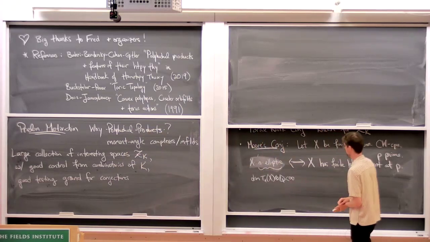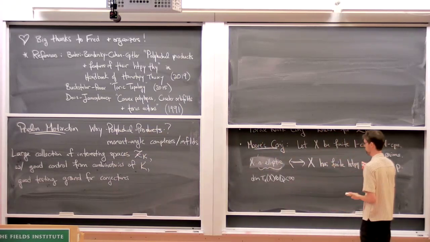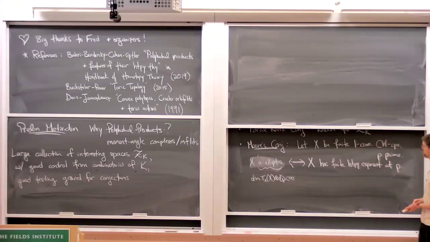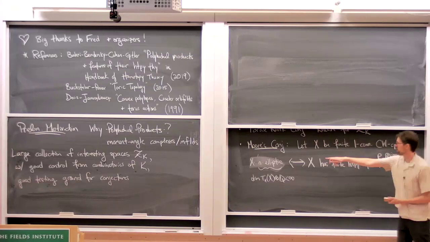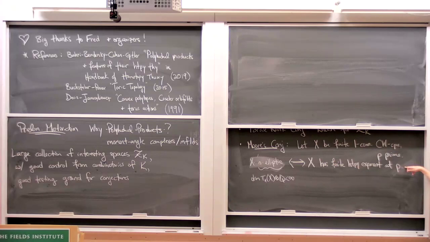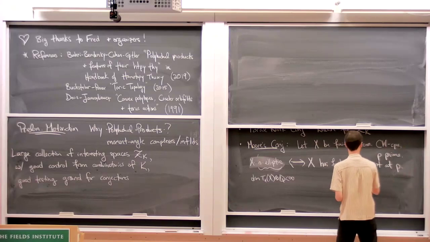So Moore's conjecture was that this should be related to the sort of p-local behavior. And notice I'm letting p be any prime here. So if this holds, this side should hold for any prime. So in particular, Moore is conjecturing a very deep relationship between the p-local behavior of X at all different primes, right? So what does this mean?